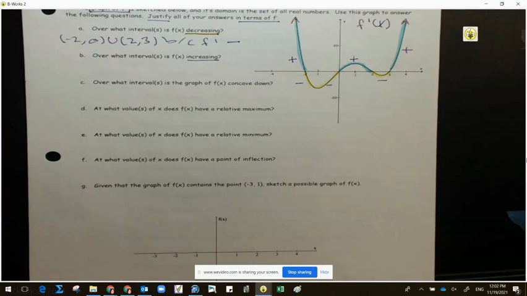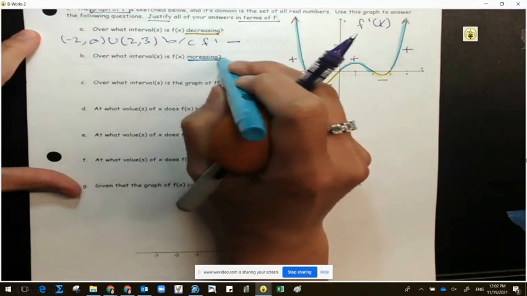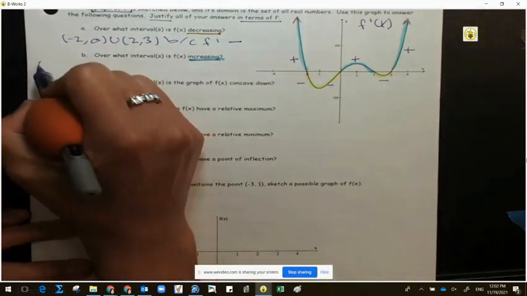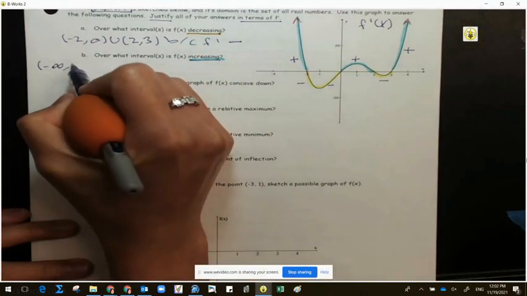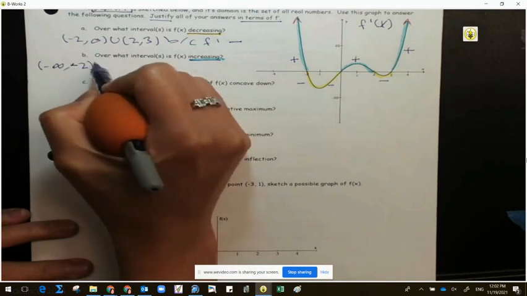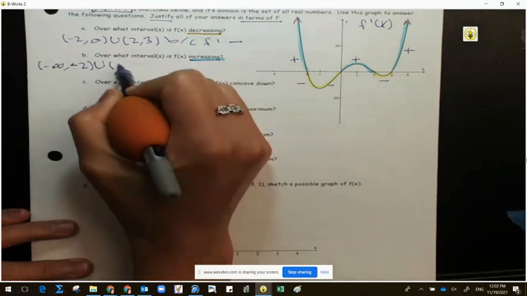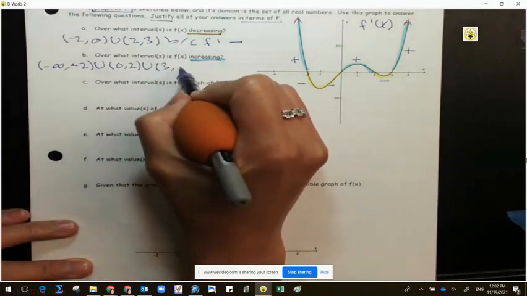How many intervals are we looking at for this problem? 3 of them. The first one is -infinity to what number? -2. Union what to what? 0 to 3. Union, and our last one? 3 to infinity.